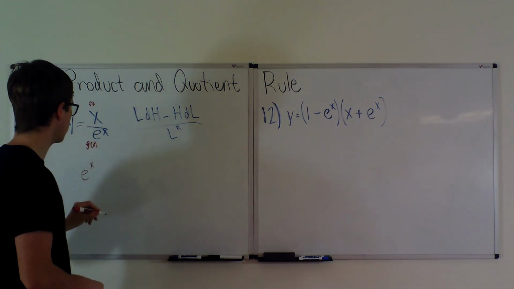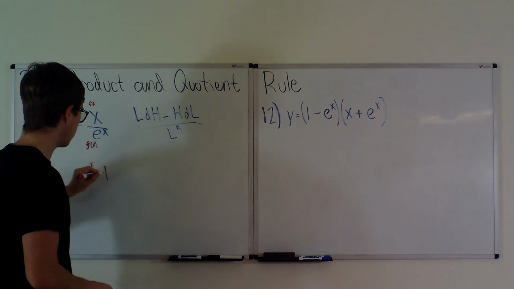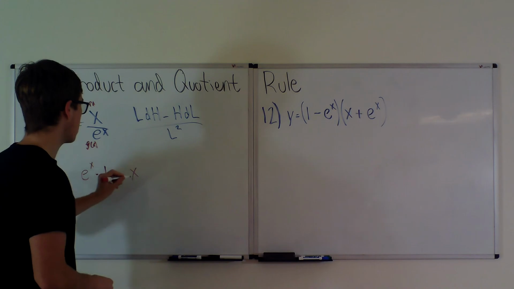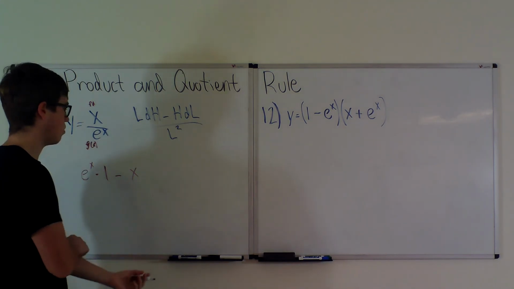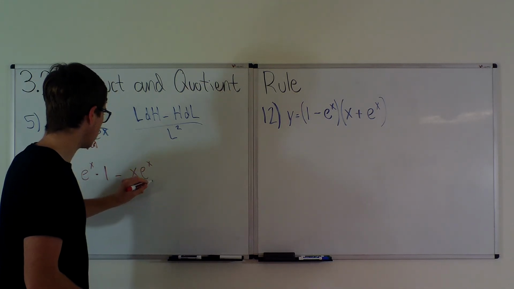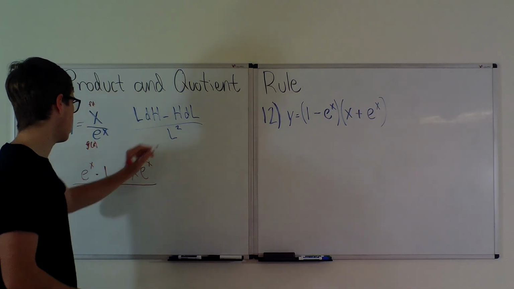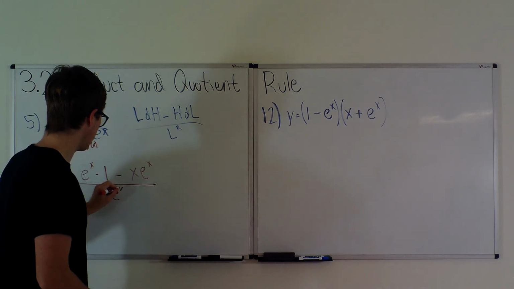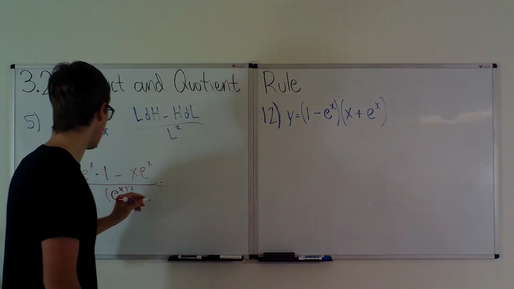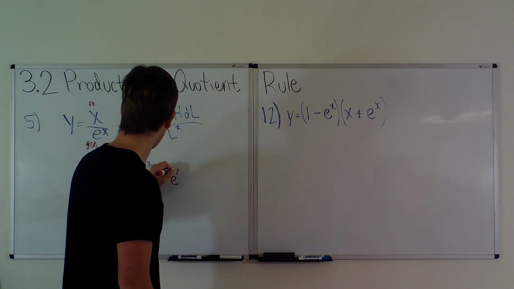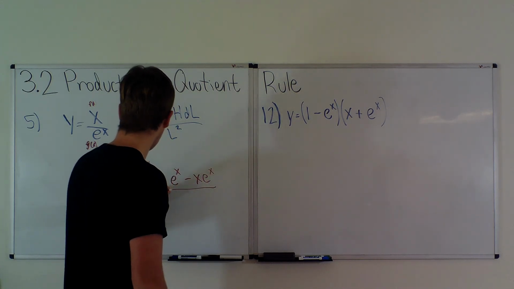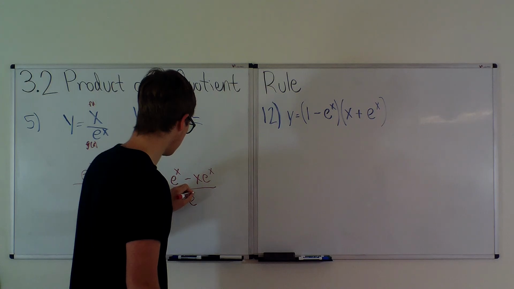D high, well, what's the derivative of x? 1, so it's times 1, minus high, that's x, and then the derivative of low. What's the derivative of e to the x? E to the x. And then we divide by low squared, which is e to the x squared. So then that is equal to e to the x minus x e to the x all over e to the 2x.